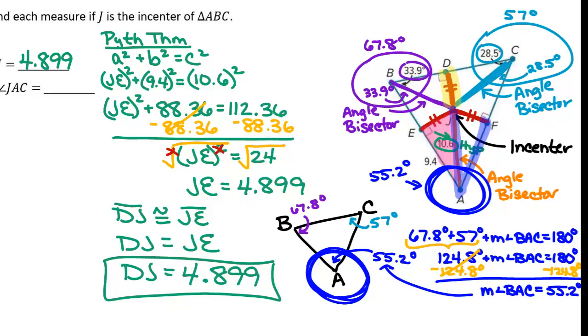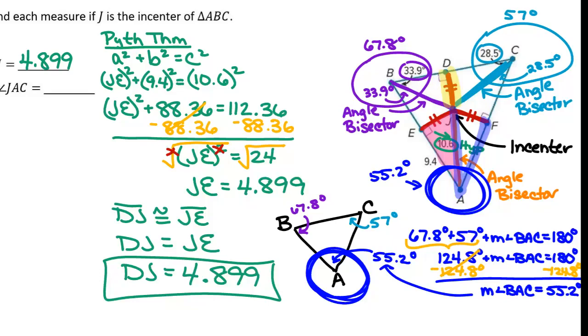What was the angle that was asked for again? What was the angle that was asked for? JAC. JAC, thank you. JAC is this angle right here. I know that these two put together gives me 55.2, but I don't want those two put together. I want just this one.